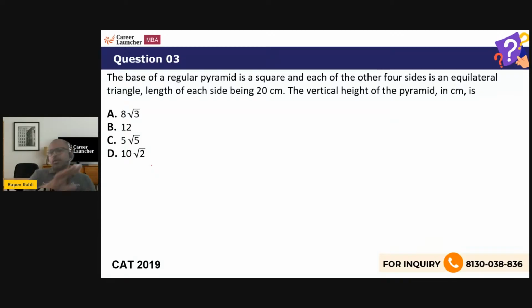It is basically all those solids which have a base, which could be any shape, right? It could be any polygon, and then it tapers to the top to an apex, a point at the top, right? It's tapering upwards, right? Okay, so let me draw this figure for you. The base of a regular pyramid is a square, and each of the four sides is an equilateral triangle, length of each side being 20. So something like this. The base is a square.